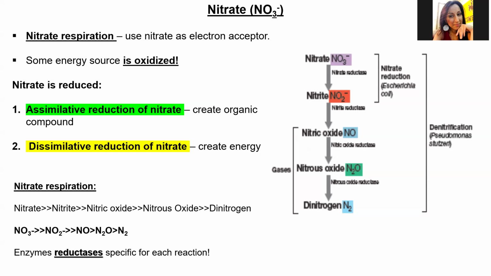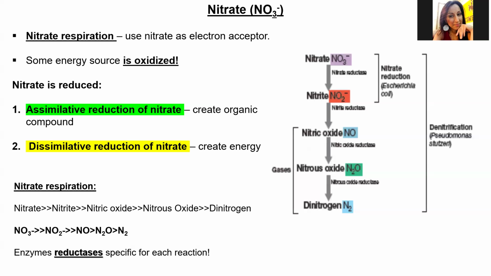In order to respire NO3 minus, that means NO3 minus will be reduced, and something has to be oxidized, which means something has to be used to extract electrons or energy from it. So there are two modes of nitrate reduction, assimilative and dissimilative. They're different, and they're used for different purposes in the cell.